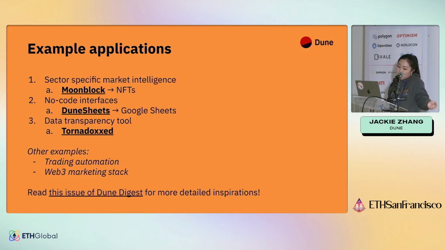Some other things you can do: you can build trading automation. Because you can get trading data live from Dune, you can think about how to transform Web2 things into Web3. The same funnel that Web2 analytics often do, you can do the same thing in Web3, in the same stack.